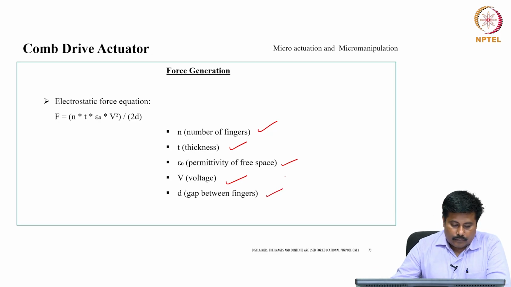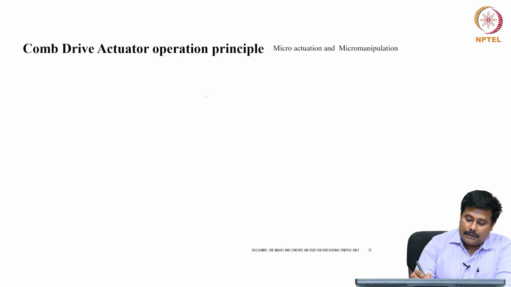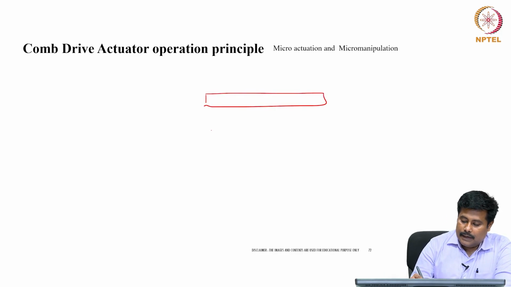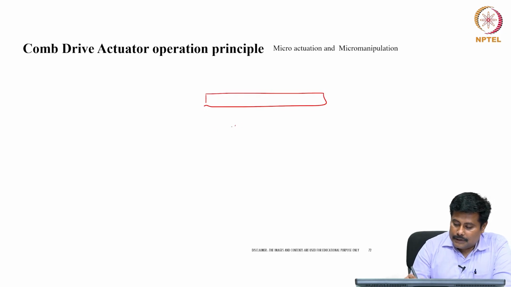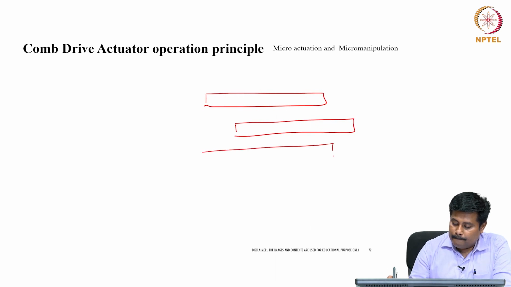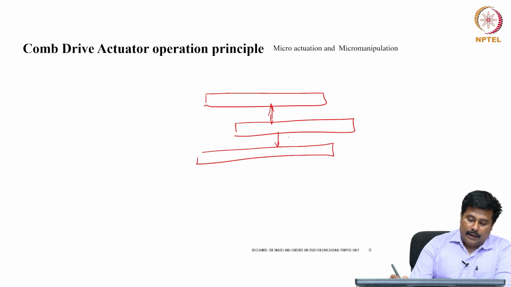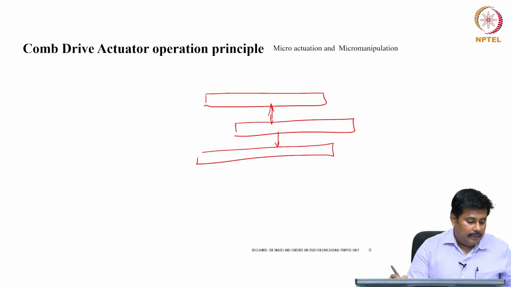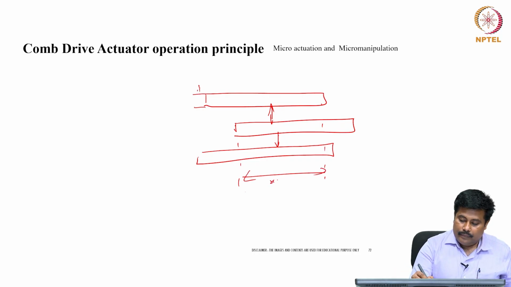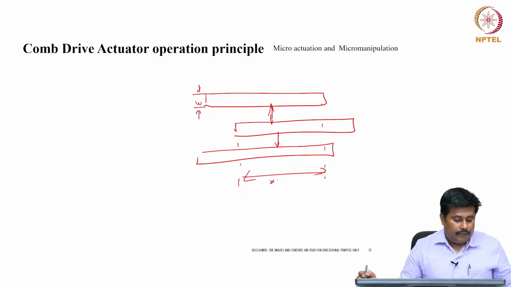So with reference to the comb drive operation point of view, as we had discussed earlier, the comb drive operation basically depends upon the gap between the fixed and the movable system, the overall overlapping length, which is nothing but the x, and then the width of the finger.